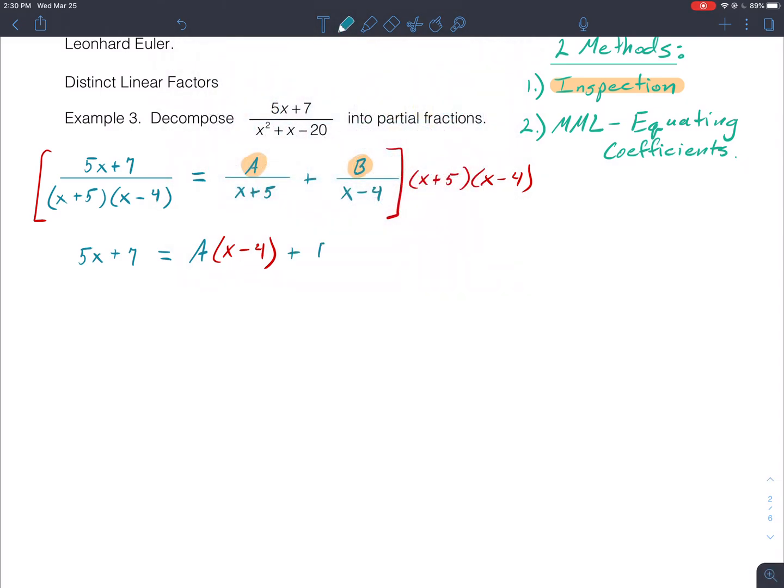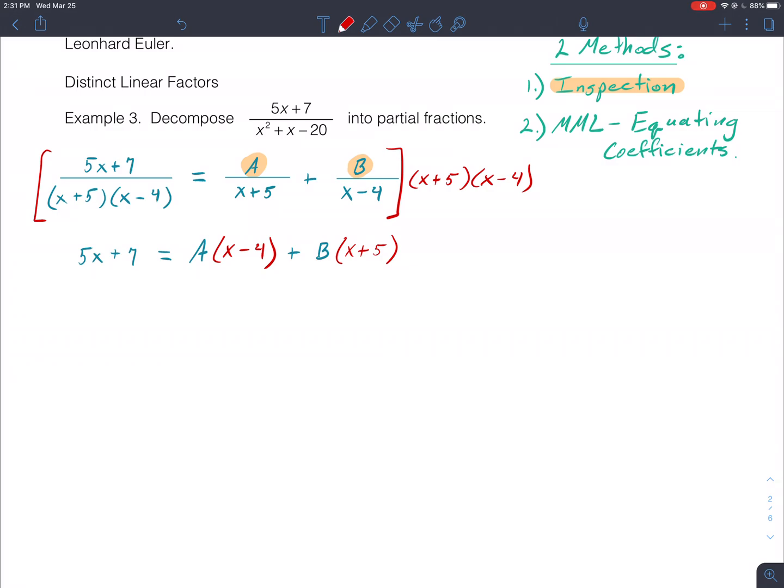And then B times, notice the x minus 4 will cancel, and so I'm left with only x plus 5. And so I've essentially deleted out all of my fractions. And I've got a simple expression here. It's got three variables. It's got an x, it's got an A, and it's got a B. I don't have any way to solve this yet, or at least I should say you don't have, right?